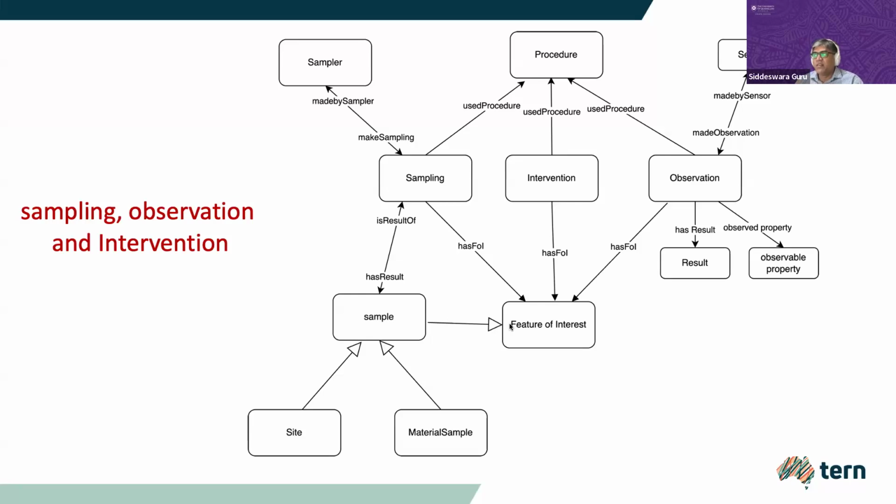If we extend that to the model, each of these activities has a procedure and a result, and an observable property and the result of that observable property. For each of these activities, there is a feature of interest. For example, when we go to a site, it measures based on a feature. If the systematic survey is measuring an individual plant, an individual tree in the site, the feature of interest is that tree, and the feature type is the individual plant.